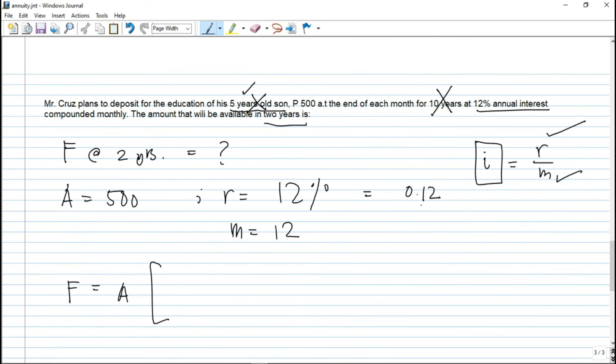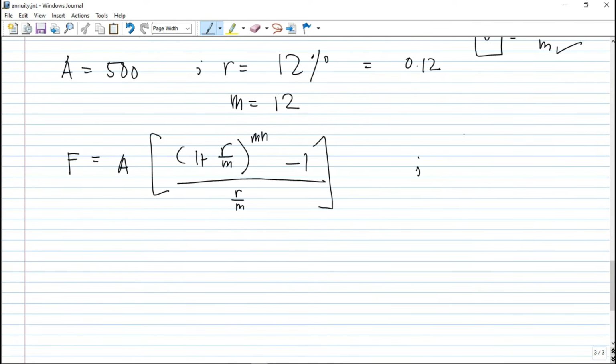Regardless kung 1 yan or 2, even 1 nga, ilinalagay ko pa rin para hindi ako magkamali. Para sure tayong tama yung answer natin. Okay, so this is 1 plus R over M raised to Mn, minus 1, all over R over M. Instead of putting I here, I put R over M. Then, kung kukunin mo yung present cost, you just go to the formula F equals P times the quantity 1 plus I raised to N. Instead of putting I, again, you put R over M.